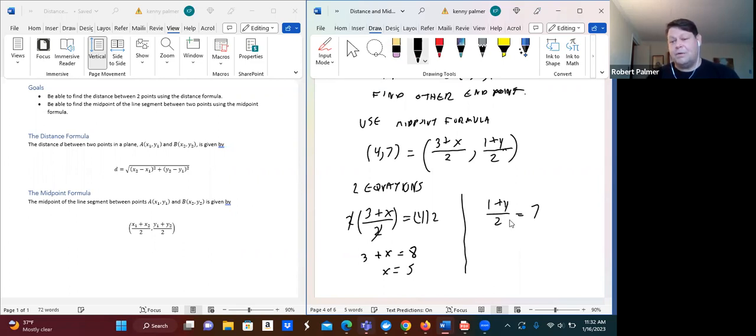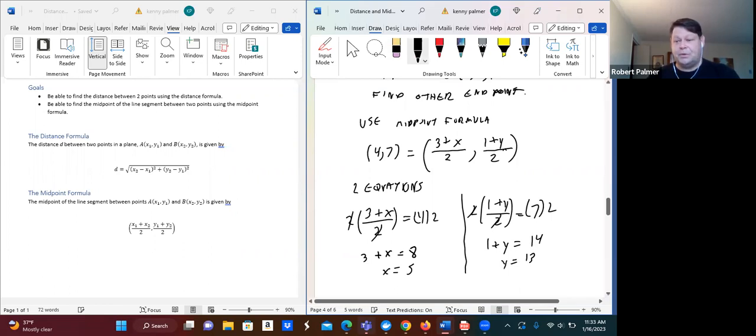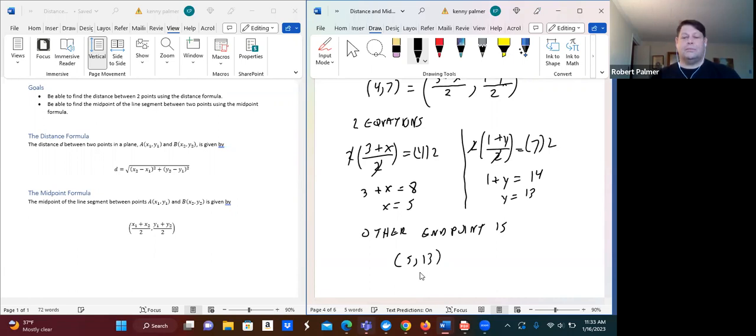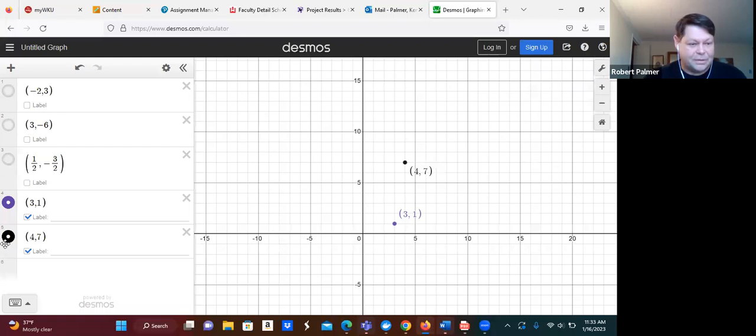Do the same thing over here. Multiply both sides by 2 to get rid of the 2 in the denominator. These 2's cancel out. 1 plus y is equal to 14. Then subtract 1 from both sides, and y is equal to 13. So our guess is pretty close. It's actually going to be 5, 13. So the other endpoint is 5, 13. Now let's go back to Desmos and see if that makes sense. We already said we're pretty sure it does. Let's go ahead and label that one.